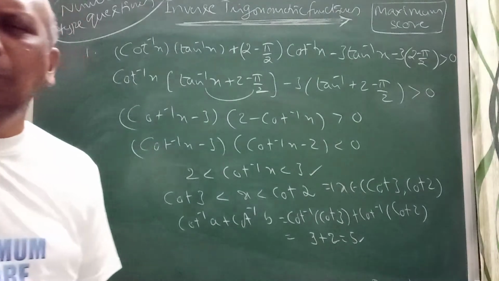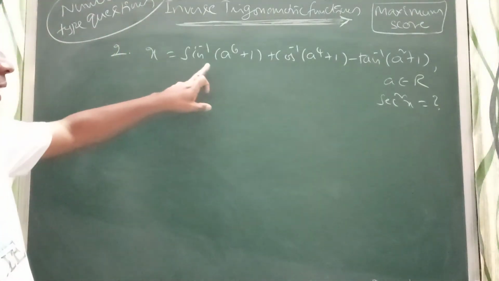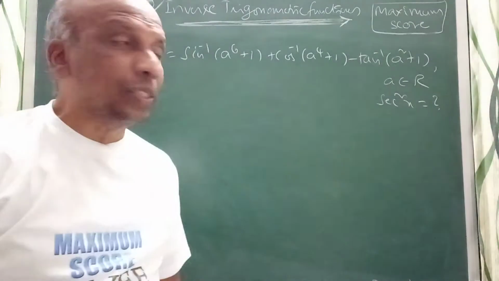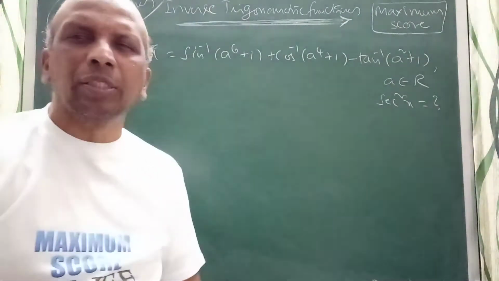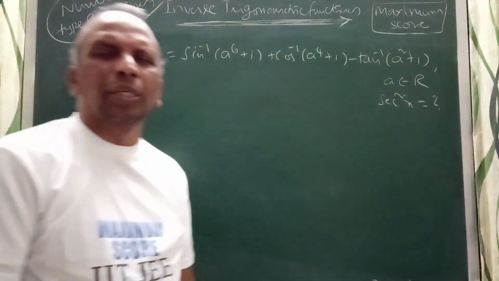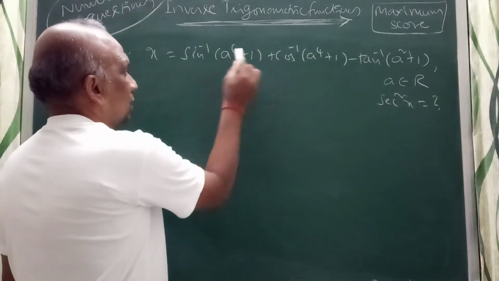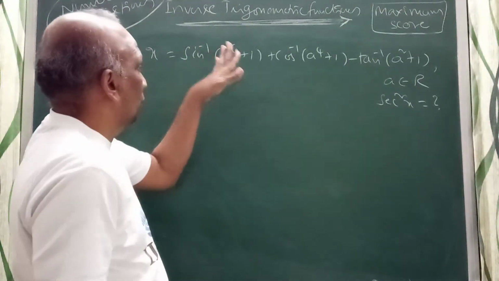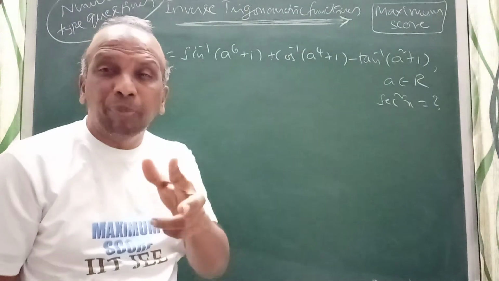Now we will do the next problem. See the second problem: x equals sin inverse of (a power 6 plus 1) minus cos inverse of (a power 4 plus 1) minus tan inverse of (a square plus 1), a belongs to R. What about secant square x? The simple thing to understand here is the definition. For sin inverse to be defined, the value should be either minus 1 or plus 1 or in between.